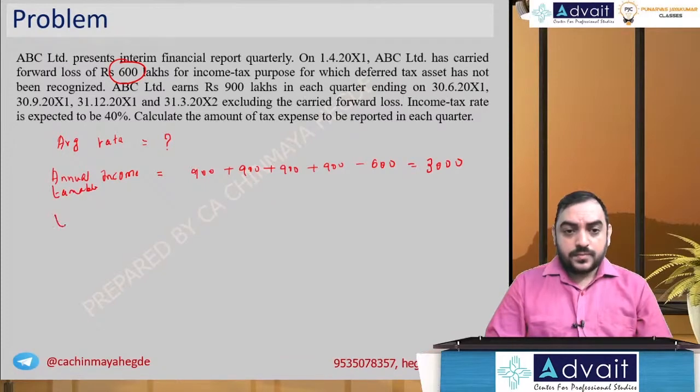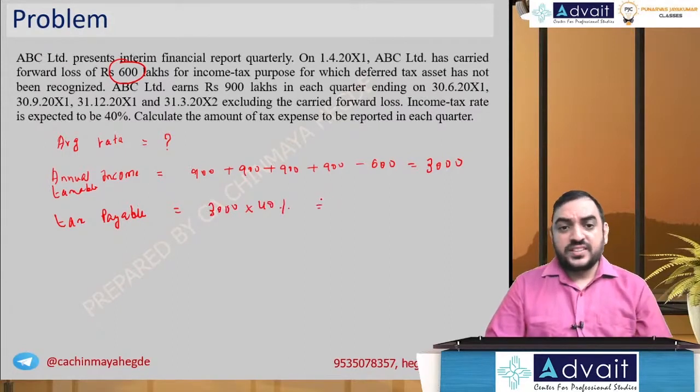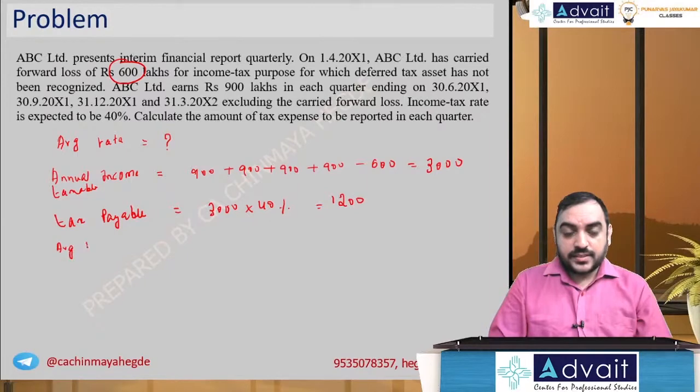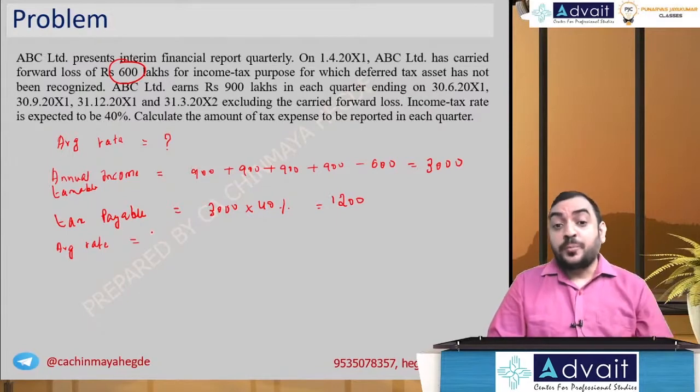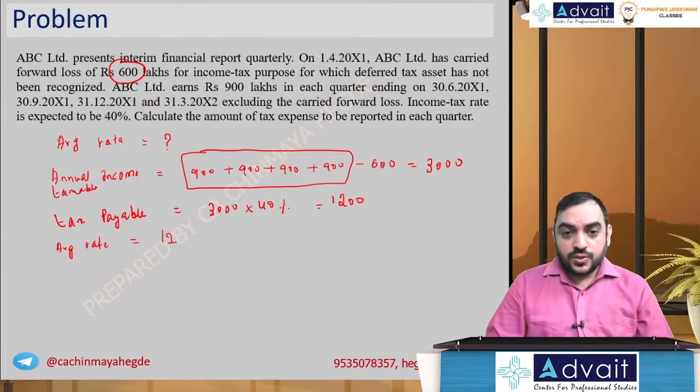Then tax payable on 3,000 at 40%. These are all rupees in lakhs, 1,200. So what is the average rate? Average income tax rate is going to come. Don't take it on 1,000. What profit are we going to report? 900, 900, 900, 900, 3,600. So 1,200 divided by 3,600 into 100. So that becomes 33.33%, or one-third.